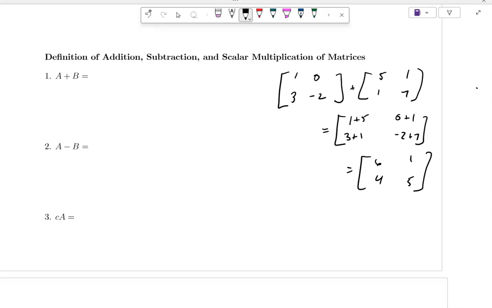Yeah, that's exactly how you add. So if you're going to be able to add, what better be true about the sizes of both of your matrices? They better be the same, right? If the matrices have different sizes, you can't add them.